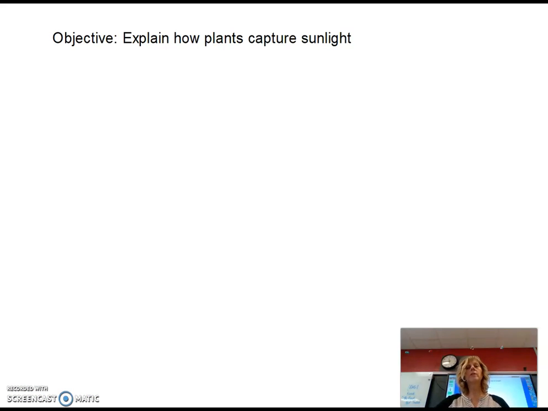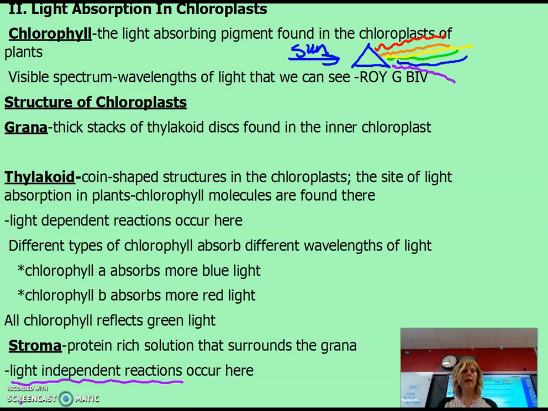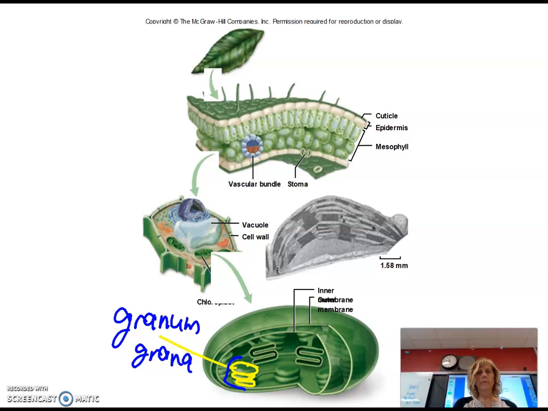So our objective for this very first part is to explain how plants actually capture energy from sunlight. If we look at the light absorption and energy absorption that occurs in chloroplasts, it's a pretty complicated process. So we are going to split photosynthesis into two separate reactions.